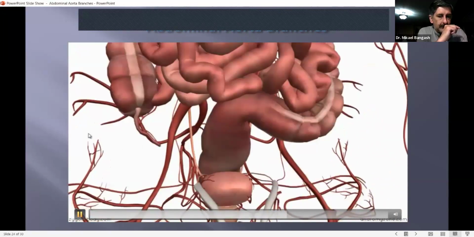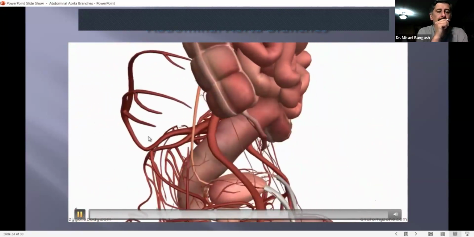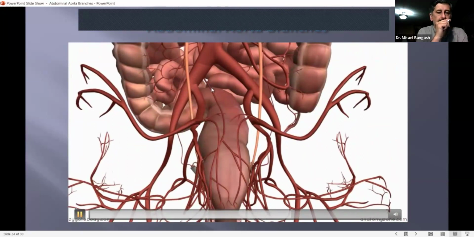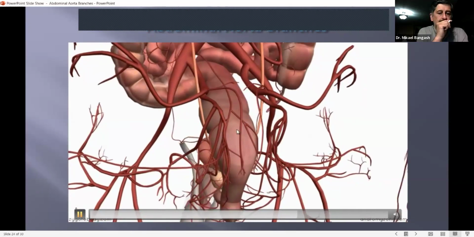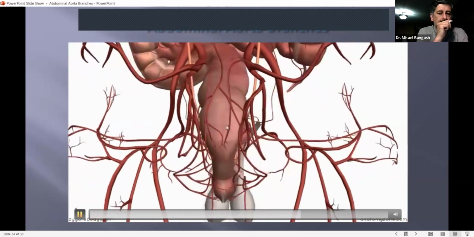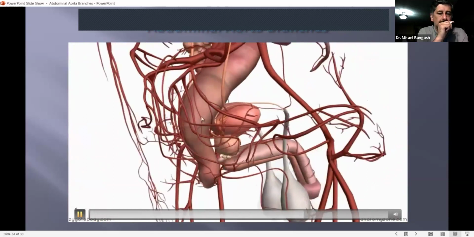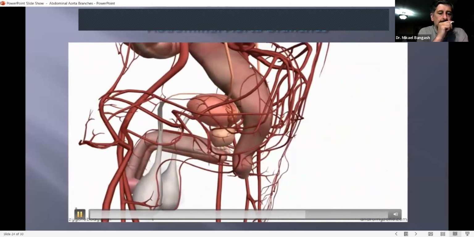So I've just brought in the viscera and I'm going to rotate round to the back, and you can see this is the superior rectal artery coming over the end of the colon and towards the rectum, and you can see that it splits into these two branches and it descends down the sides of the rectum. So you can see that here.